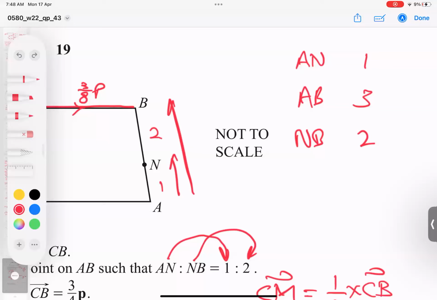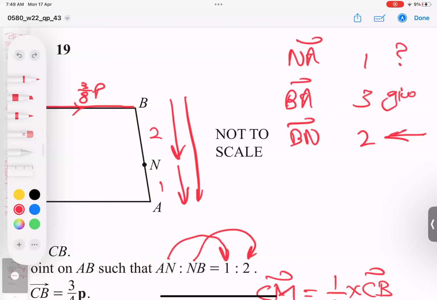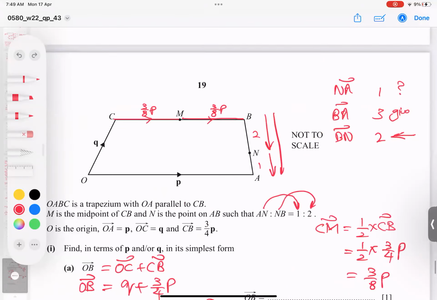We have to find BN, so make sure the direction must be the same. If I'm coming from top to bottom, then all must be opposite. I mean to say like this. B to N is 2, B to A is 3, and N to A is 1. But BN I must use because this is my target to find. But this is unknown, this is given. How given? Because BA we have it. So I will use these 2 pairs. The upper one I don't use. So BN and BA.